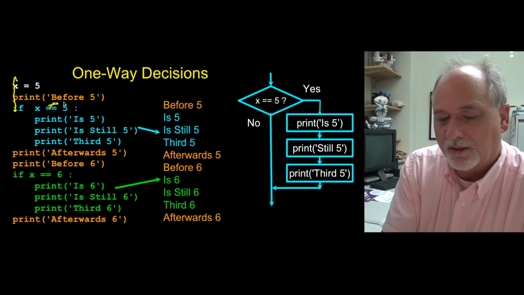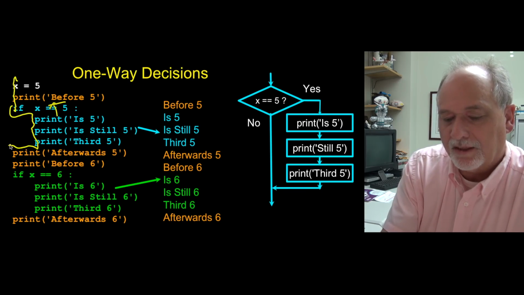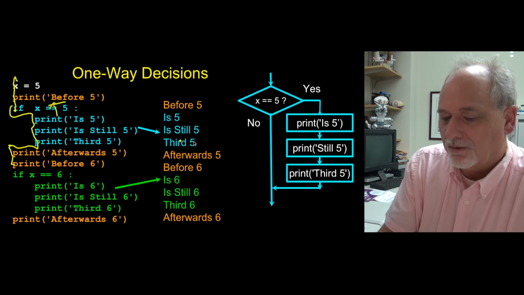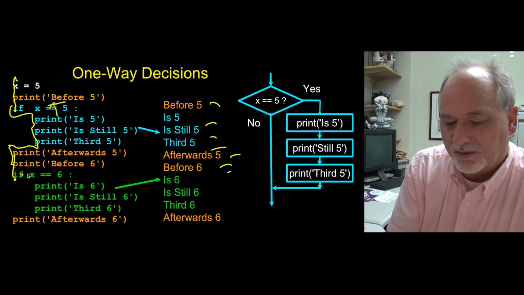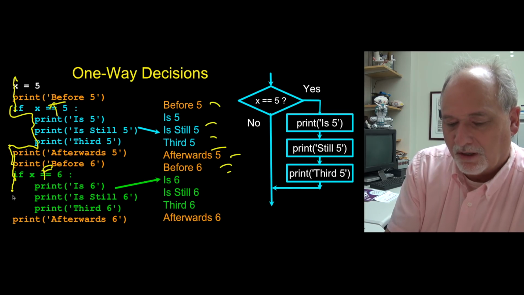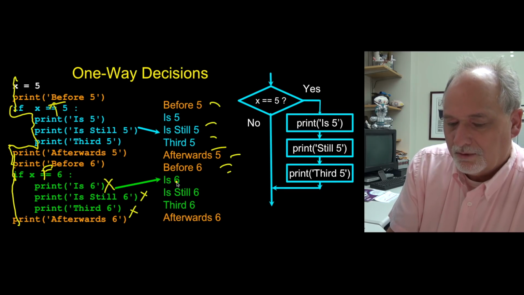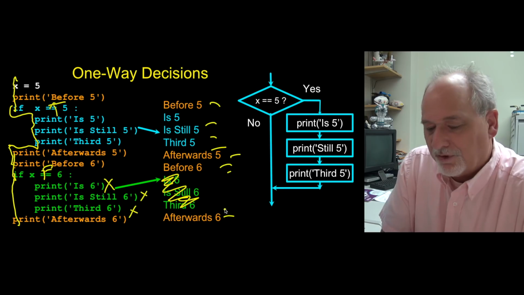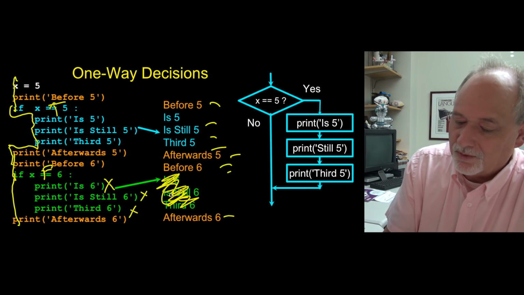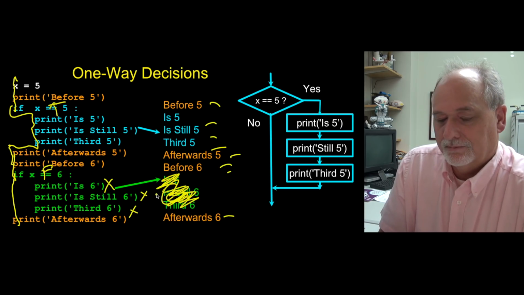5, that's the question mark, and that's true. So it's going to run all these, and then come back, and then continue on in the D indent. So all this stuff is running, right? And then it says if x equals 6. Well, that was false, so that skips all of them. So none of these lines of code run. So these actually don't run, and it says afterwards 6. So that's a mistake. Those don't run right there, okay, because x is not equal 6.